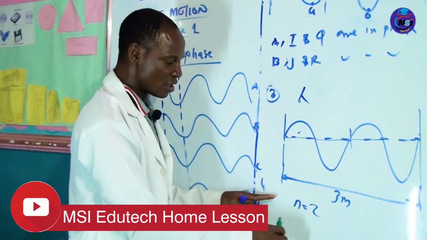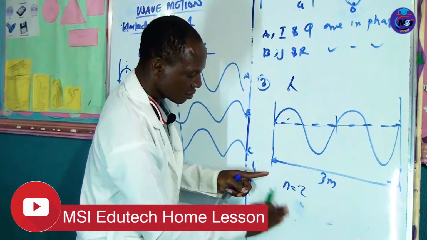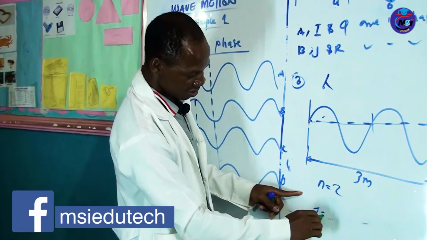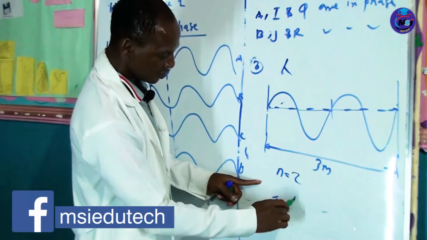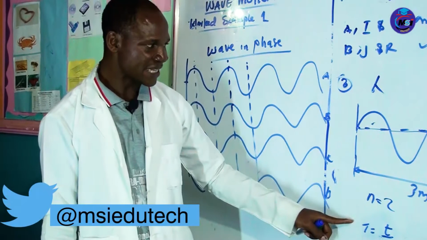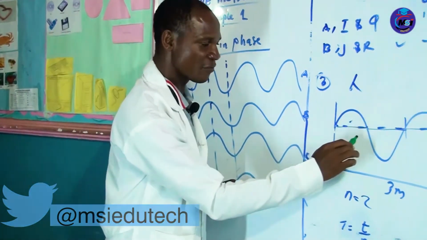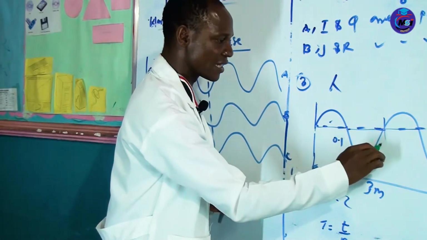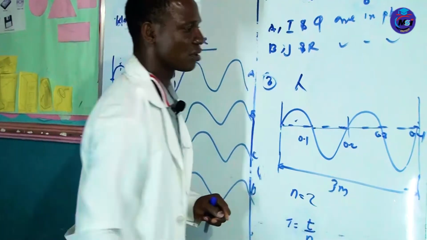Now remember this relationship, F equal to 1 over T. Remember this relationship, that period is equal to T over number of oscillations. So in this case, you may have been given the time from ear to ear, for example 0.1, from ear to ear is 0.2, here is 0.3, here is 0.4.